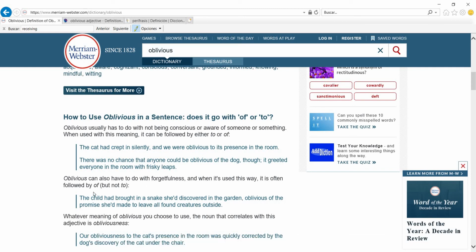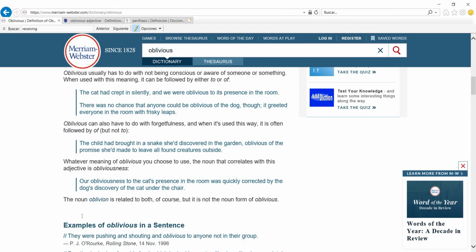But what about the fact that the child had brought in a snake she discovered in the garden, oblivious of the promise, notice you can say of the promise she'd made to leave all found creatures outside. So maybe I will ask you that she had been asked to leave creatures outside, but she had completely forgotten about it. Actually, all these are rephrasings, similar rephrasings of the same meanings, right? Of the same sentences, right?